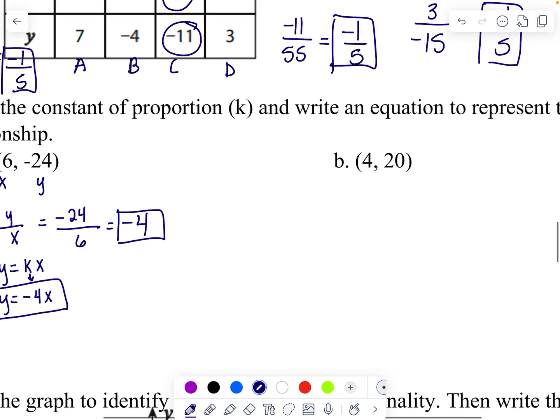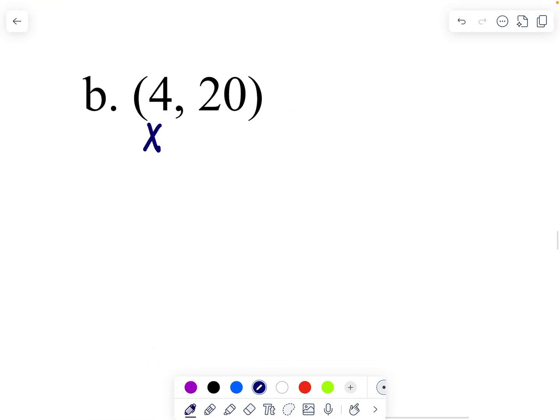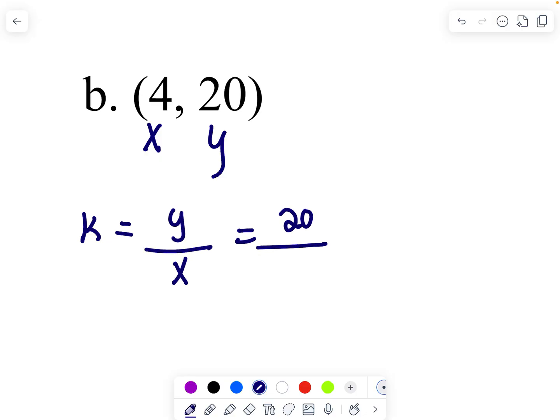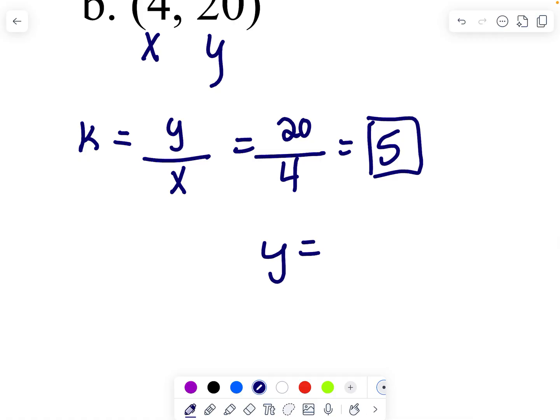Let's do it one more time over here. X, y. Find k first. Y over x. Y is 20. X is 4. Divide, you get 5. You have your k. Rewrite the formula that you have to memorize, y equals kx, plug in the k as 5, and you're done.